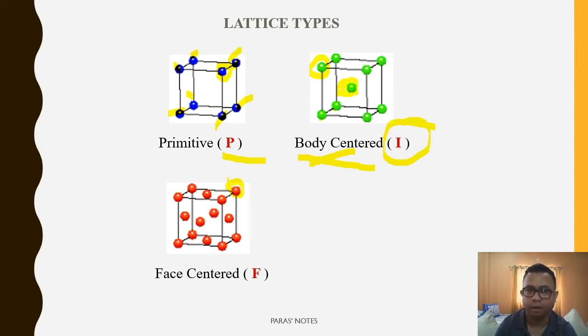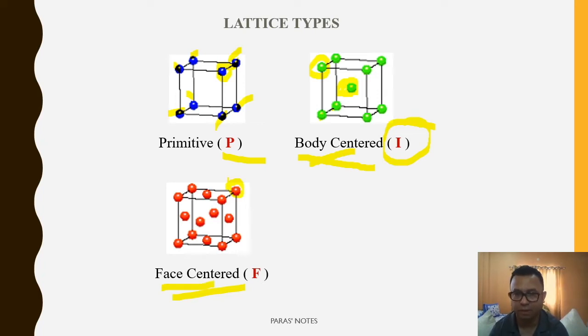Then coming to the third, it is called face centered. Why face? Because now think about a cube. You can think about a Ludo cube. A Ludo cube has altogether 6 faces, like 1, 2, 3, 4, 5, 6. 6 faces are there. Now, what is a face centered unit cell?